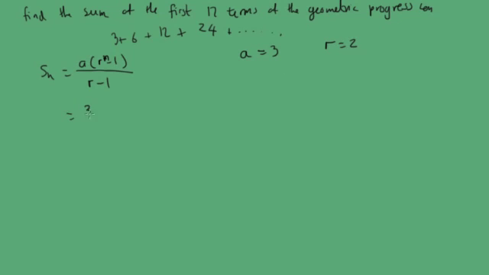So we have 3, and we're using n is 12, so S of 12 is 3 times 2 to the power 12 minus 1 over 2 minus 1. Plugging all that into your calculator, you're going to get 12,285. With geometric progressions, you can often get very big numbers very quickly.